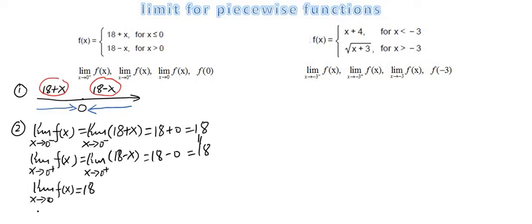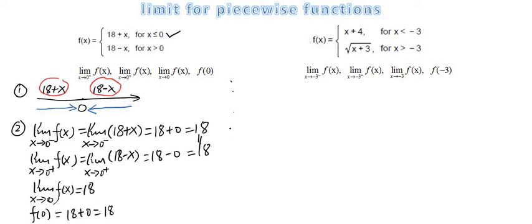Okay, now how about the value when x equals 0? Now we need to go back to the original piecewise function. We need to check which function includes x equals 0. Very clearly, we can see the first function includes x equals 0, because here we have an equal sign, right? So we can plug in 0 here. We have 18 plus 0 equals 18.